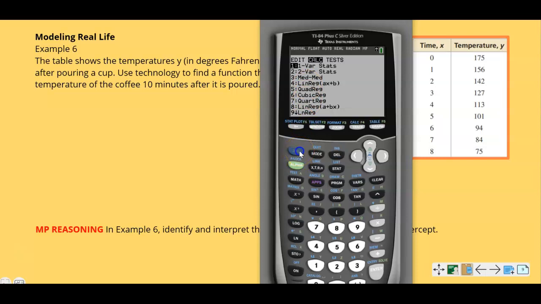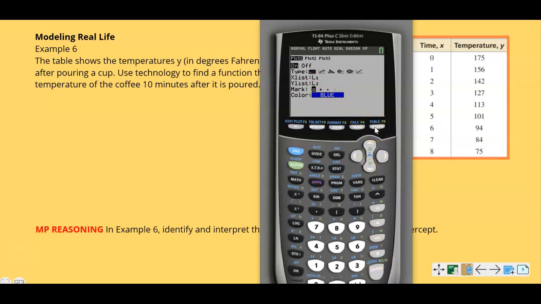So if I go to second Y= and I turn on my stat plot, what it's going to do is graph these as just dots on a graph. So we want dots, L1 and L2. All right, so I'm going to enter through all of this.